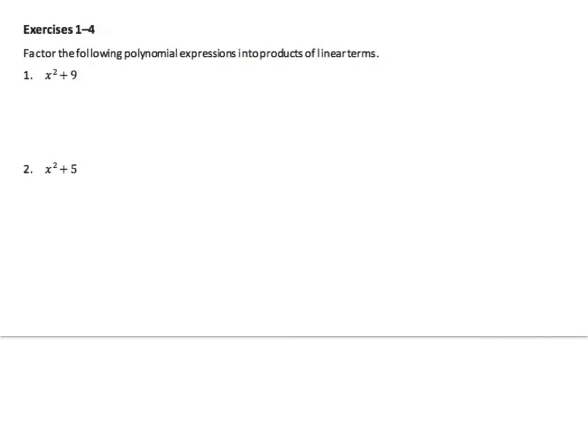Awesome. All right, we have 4 exercises, and then we can get into the problem set. So first of all, factor the following polynomial expressions into products of linear terms. That means into products that don't have squares in them. When it's linear, that means that it's to the first power. Remember, this is quadratic, cubic, quartic, etc.